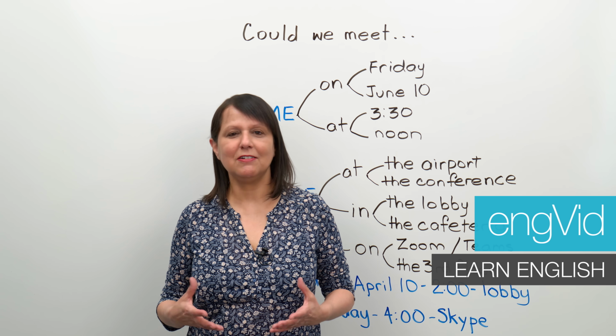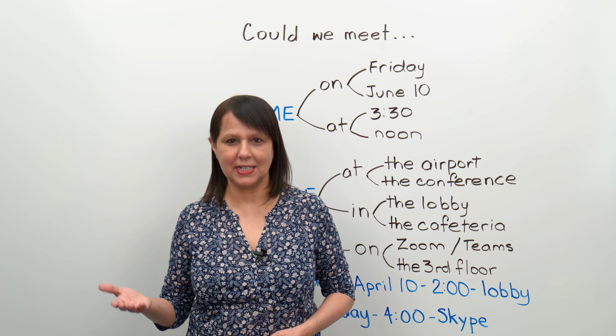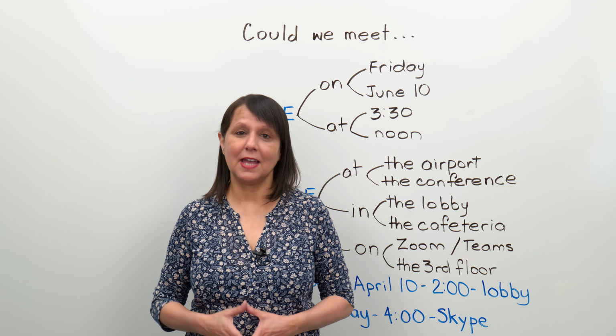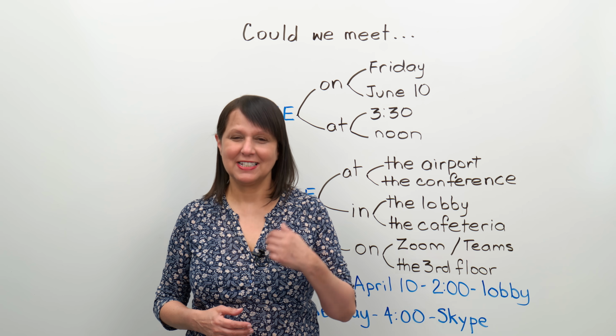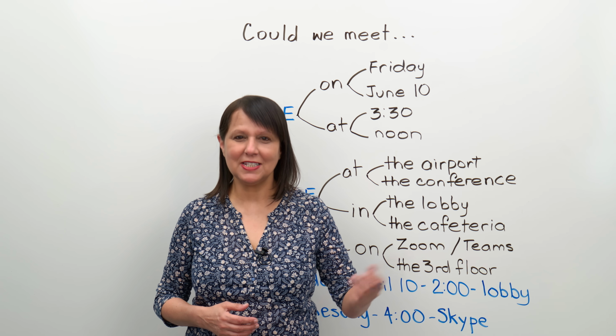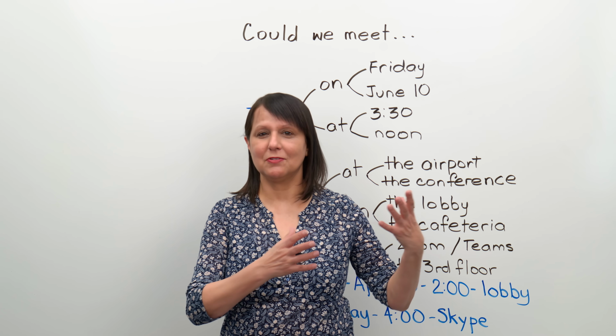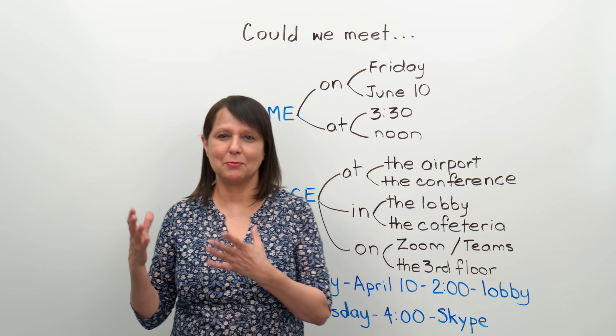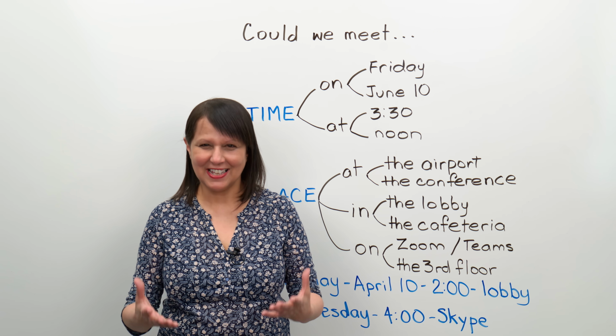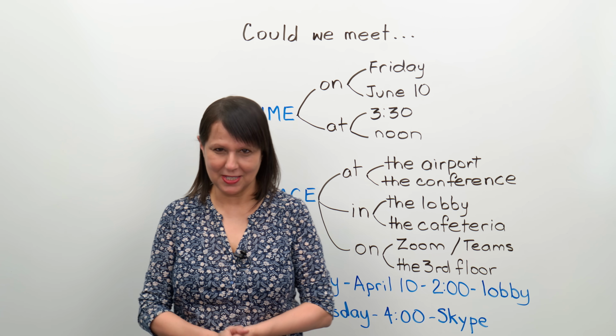In this lesson, I'll show you how to make an appointment in English. Usually, that means setting up two things: setting up a time to meet and a place to meet. It also includes using the right expressions and the right prepositions, all right? So let's learn what they are and how to use them.